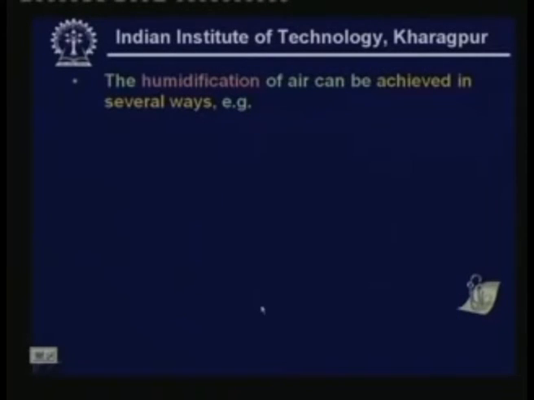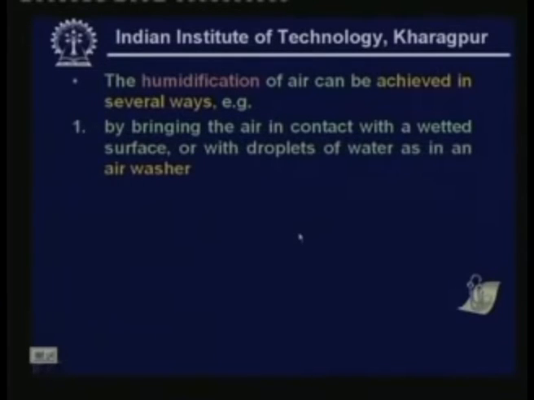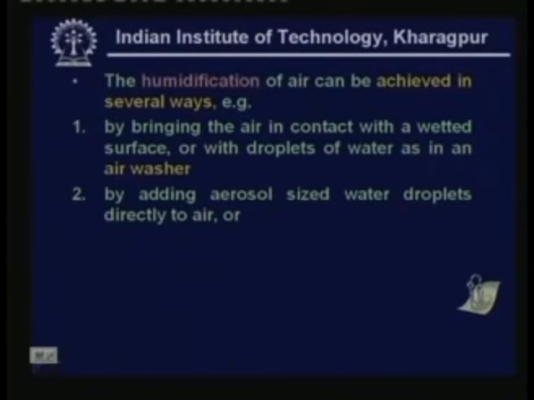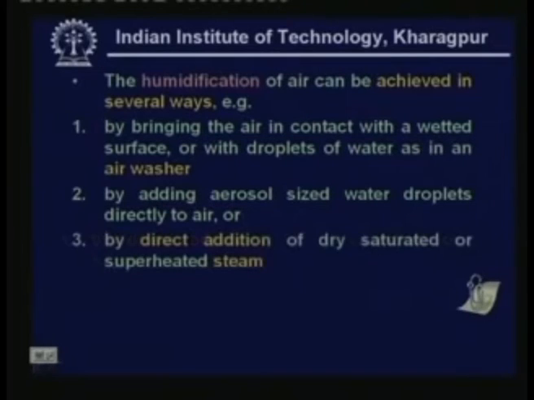Now the humidification of air can be achieved in several ways. For example, you can humidify air by bringing it in contact with a wetted surface or with droplets of water as in an air washer, or by adding aerosol sized water droplets directly to air, or by direct addition of dry saturated or superheated steam. So these are the ways by which you can add water vapor to the air.